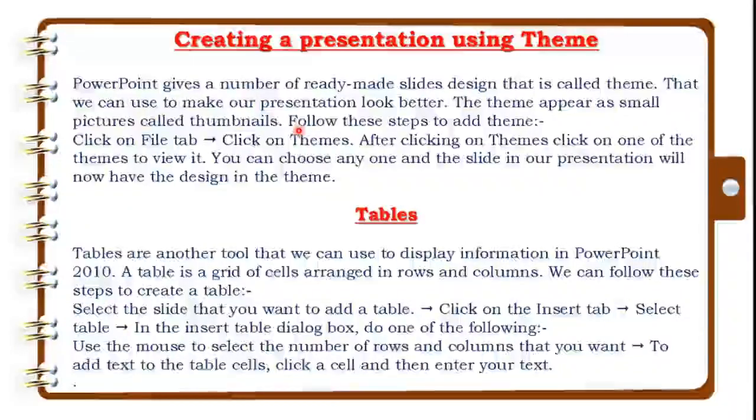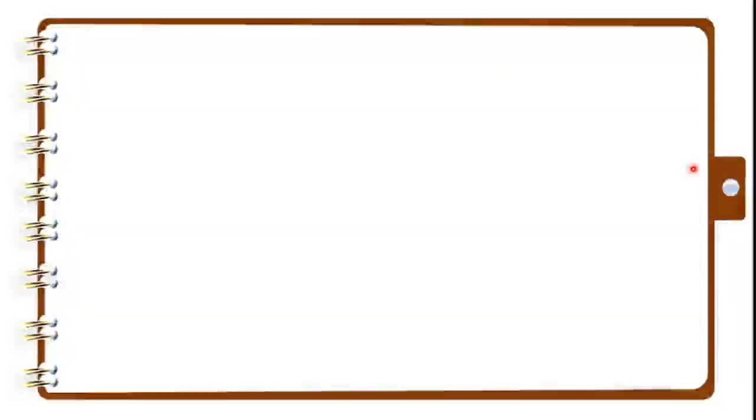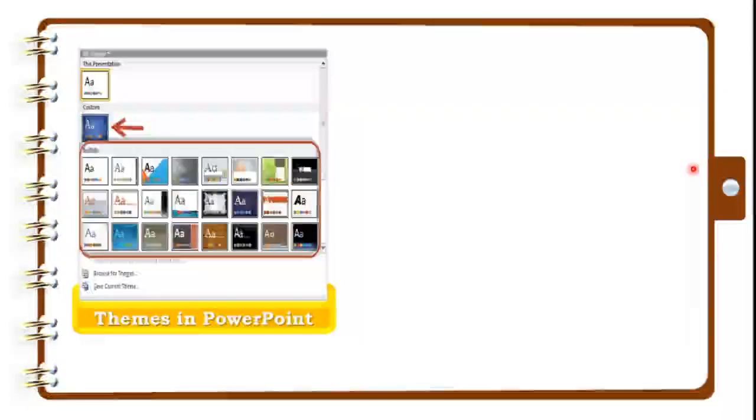Follow these steps to add the theme. First of all, click on the File tab, then click on the New option, then click on Theme, and after clicking on Theme, click on one of the themes to view it. You can choose any one, and the slides in our presentation will now have the design of the theme. So now you understand how we can add a theme in our presentation and make it look better than before.